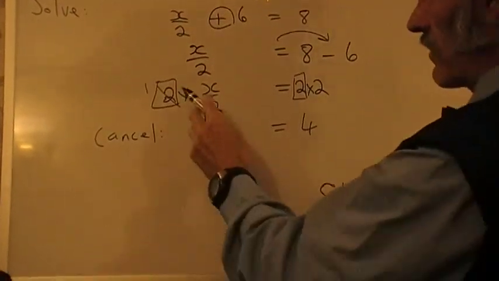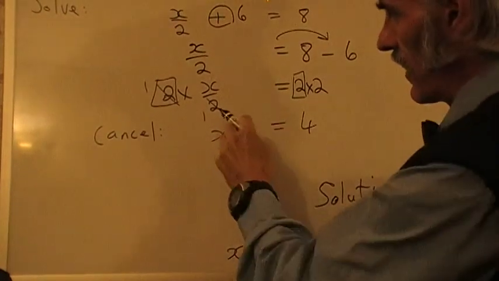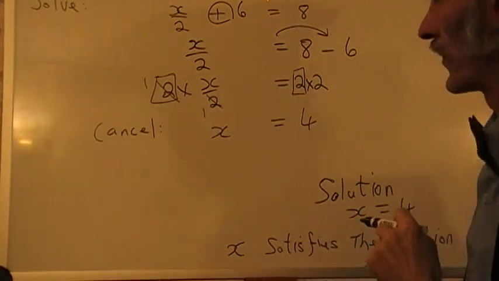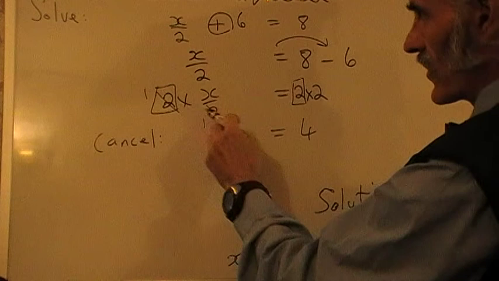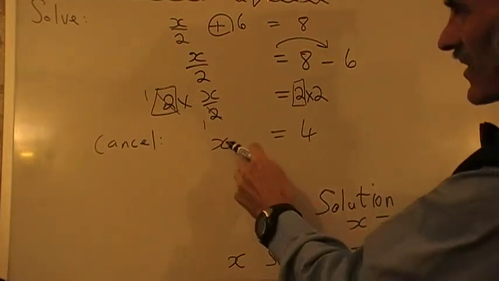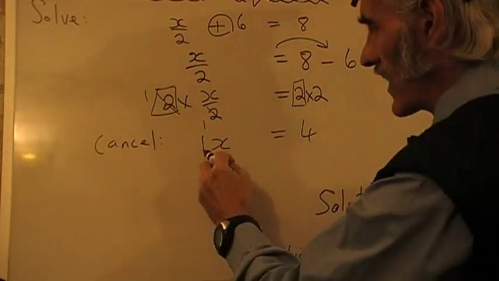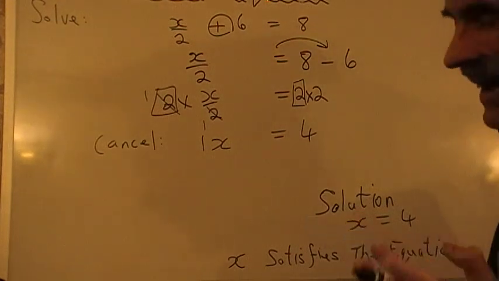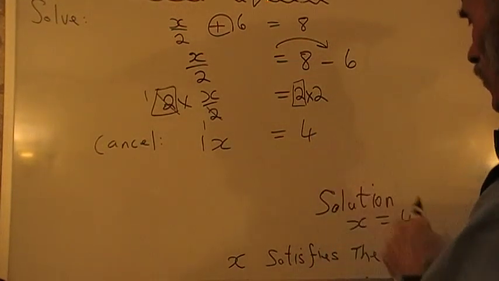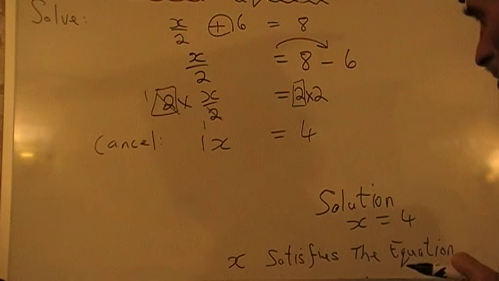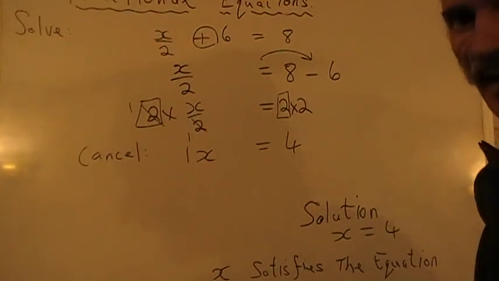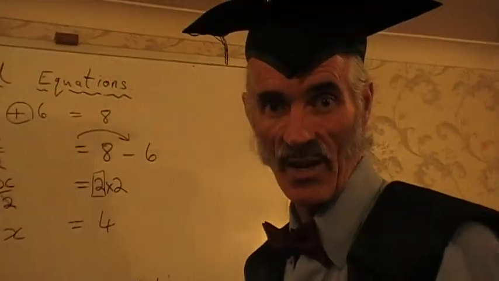I then multiply both sides of the equation by 2 to clear my fraction, to eliminate my fraction. And then I cancel the 2's here to get x on its own. That really is 1x if you want, but we say we're looking for x, and x equal to 4 was the solution of the equation. And worth repeating again, x satisfies the equation.